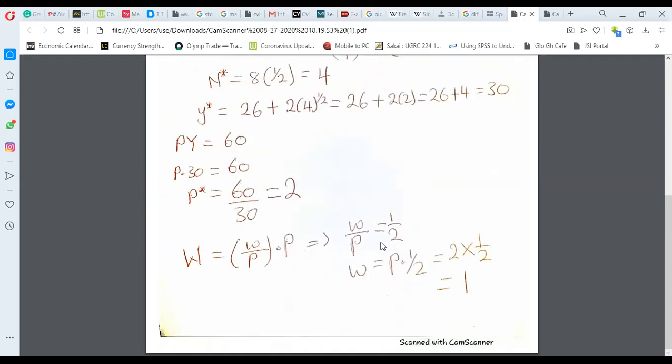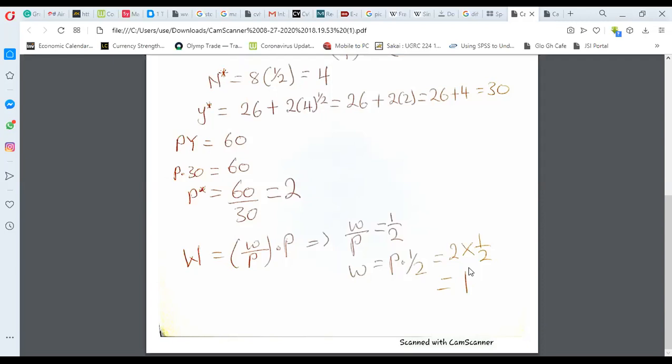So now we know that our real wage is half, and our price is 2. So nominal wage becomes what? 2 times half, which is 1. Is that okay? Nominal wage is real wage times price, so nominal wage here is equal to price, which is 2, times the real wage, which is half. So our nominal wage is 1. Are we okay? Yes. Okay.